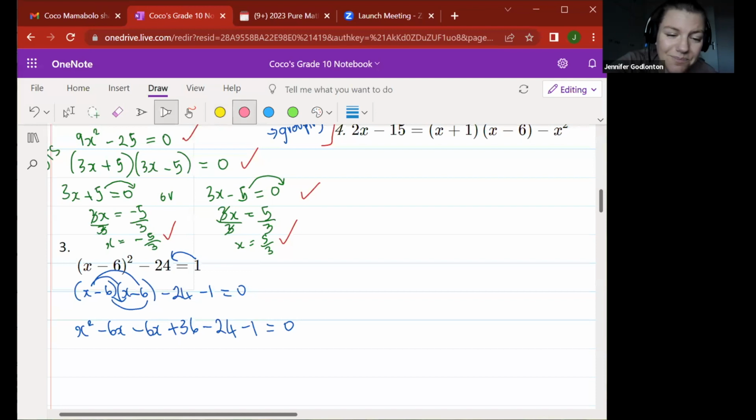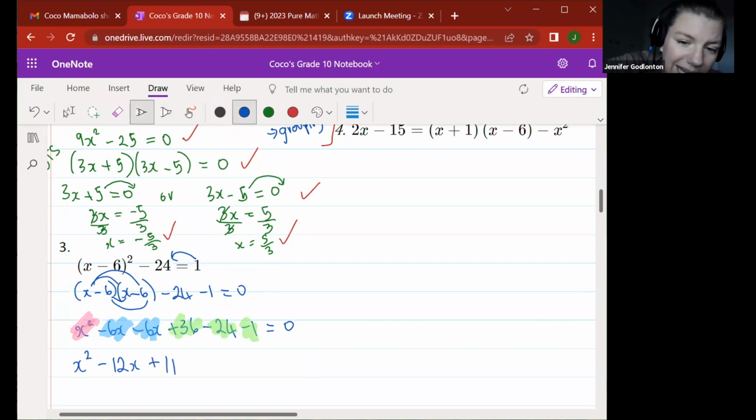Now from here, we're going to group our like terms. So we've got an x squared, then we've got minus 6x minus 6x. So those ones are by themselves. And then we've got all of these constants. Okay, so we're going to keep our x squared, minus 6x minus another 6x. That's going to be minus 12x. And then we're going to have plus 36. So we've got plus 36 minus 25, and that is going to give us 11. So we're going to have positive 11, and that's equal to 0.